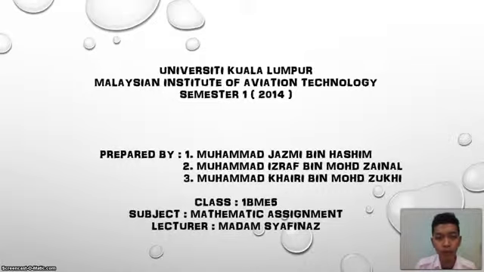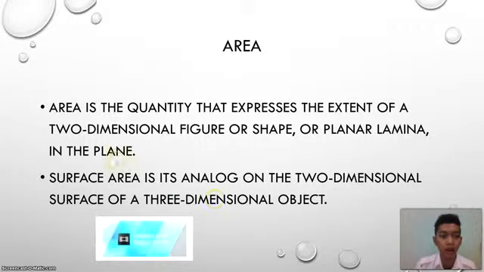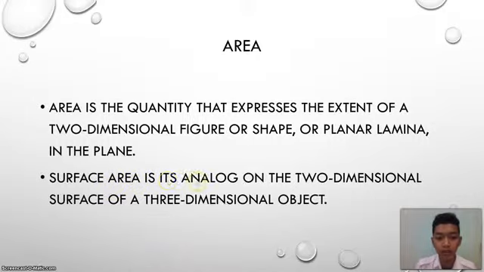For your information, this topic area has 9 shapes. First, I want to explain what area means. Area is the quantity that expresses the extent of a two-dimensional figure or shape or planar lamina in the plane. Surface area is its analog on the two-dimensional surface of a three-dimensional object.